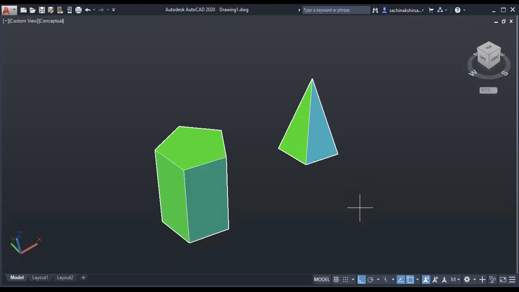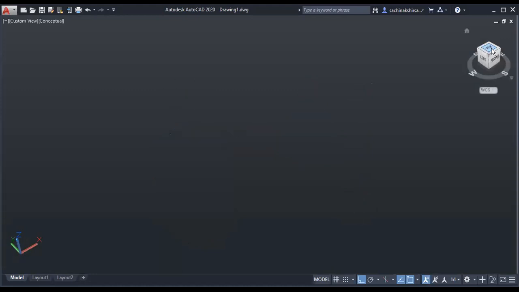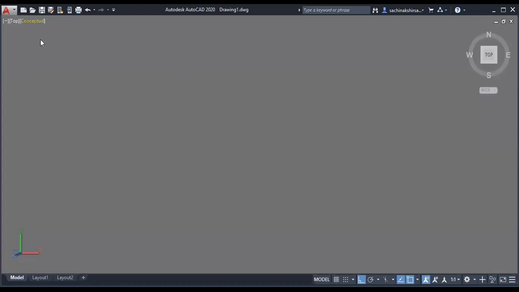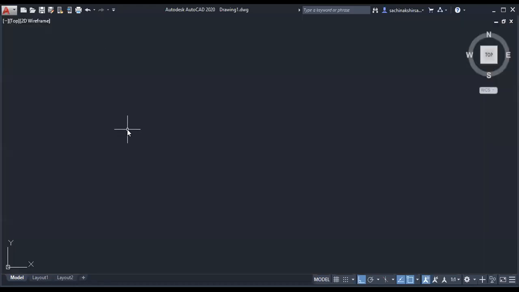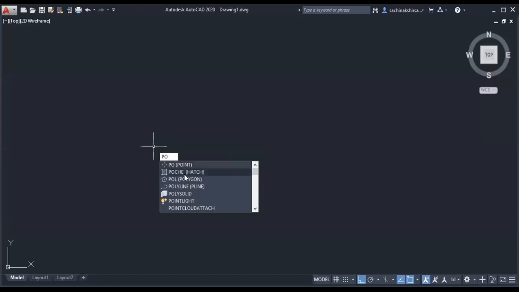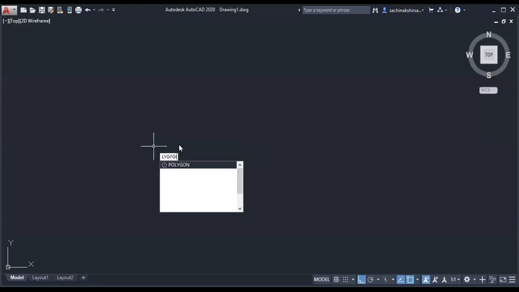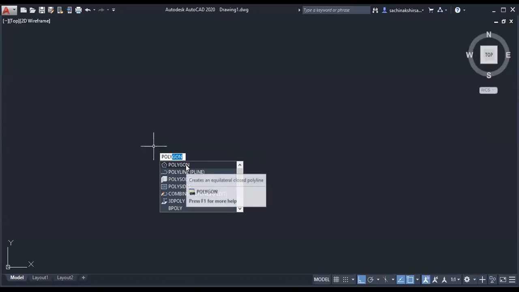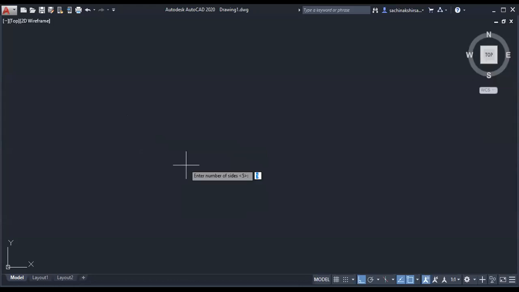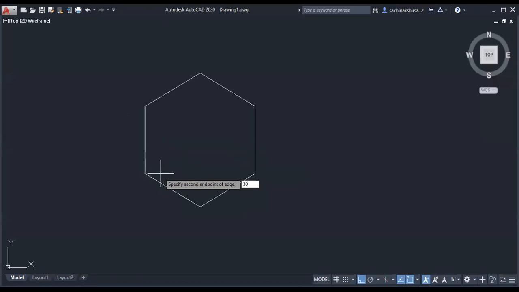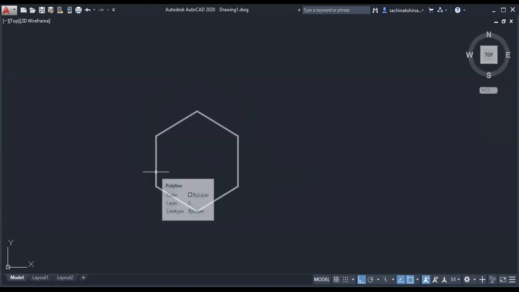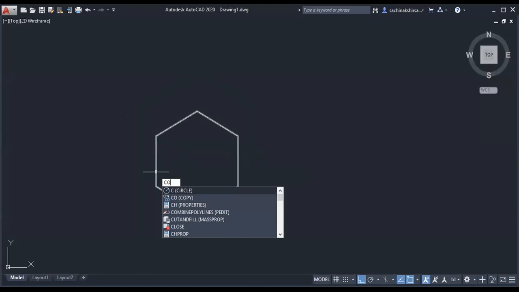Similarly, shall I draw here hexagonal prism and pyramid? Is it necessary, or are you imagining right now? Are you imagining what will be the hexagonal prism? Describe hexagonal prism. Base and top will be hexagon. What about pyramid? Hexagonal pyramid.